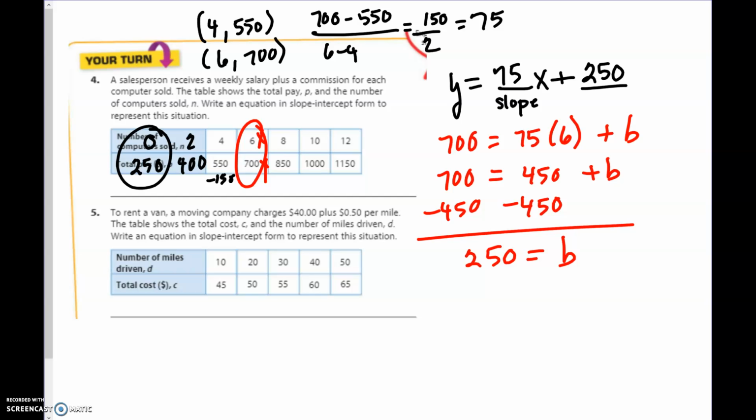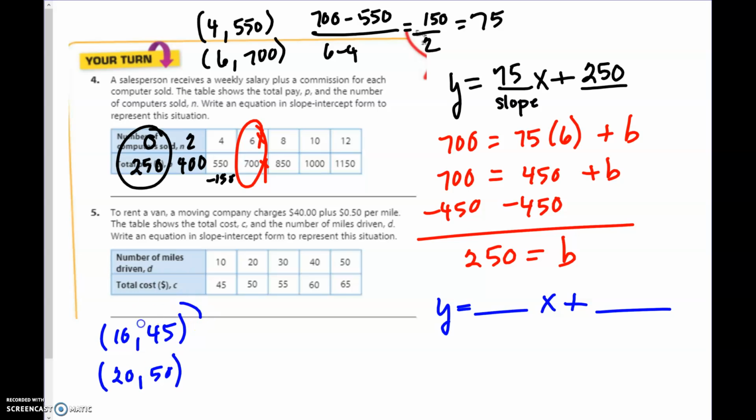All right, number 5, last problem for today. Writing the equation y equals blank x plus blank. We need to find the slope. So we have 2 ordered pairs here. We have 10, 45. We actually have quite a few, but I'm just going to pick the 2 that I want to use, and I'm going to use the first 2. Remember, y's go on top. So I'm going to take 50 minus 45, and I'm going to do 20 minus 10.